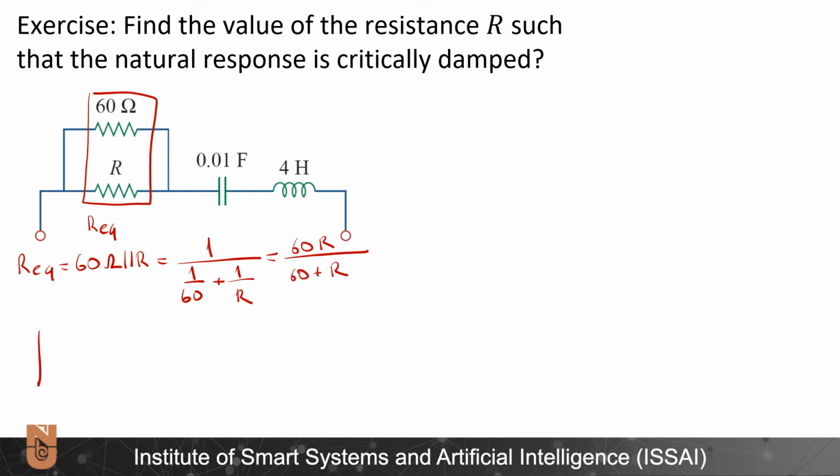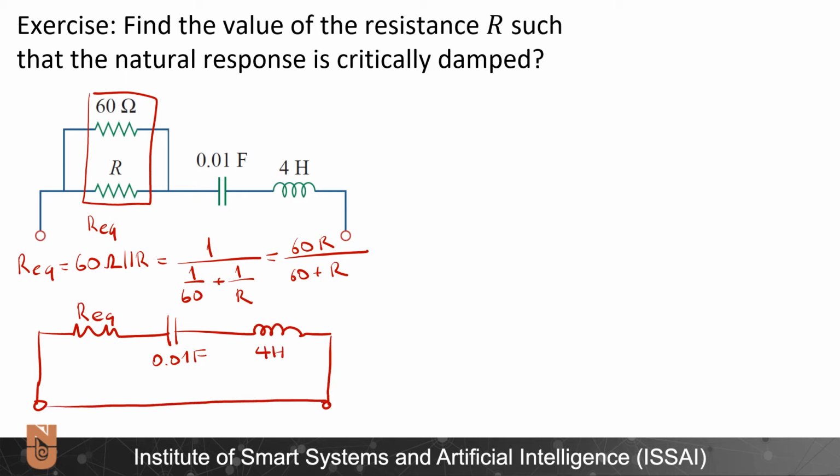Accordingly, I can draw my circuit as R equivalent, 0.01 farad capacitance, 4 henry inductor, and I can just close this part such that I can write the KVL around this loop. Alright, I will define the voltage over this capacitance as V and write my KVL. R equivalent times I plus V plus 4 times di over dt will be equal to 0.